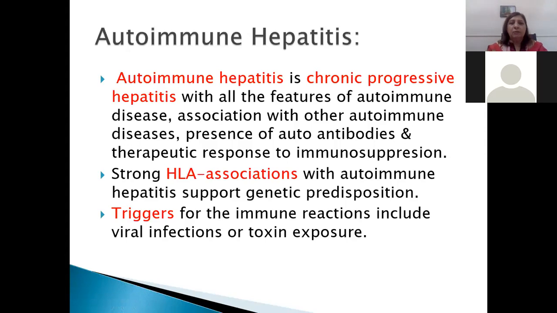This autoimmune hepatitis has a strong HLA association. HLA, all of you know, is human leukocytic antigen. And it supports that there is a genetic predisposition for autoimmune hepatitis. The triggers for autoimmune hepatitis are viral infection and toxin exposure. So autoimmune hepatitis is that form of hepatitis in which autoantibodies are formed against the self-antigen, and it is an HLA-associated autoimmune disorder. And this is triggered by viral infections or toxin exposure.